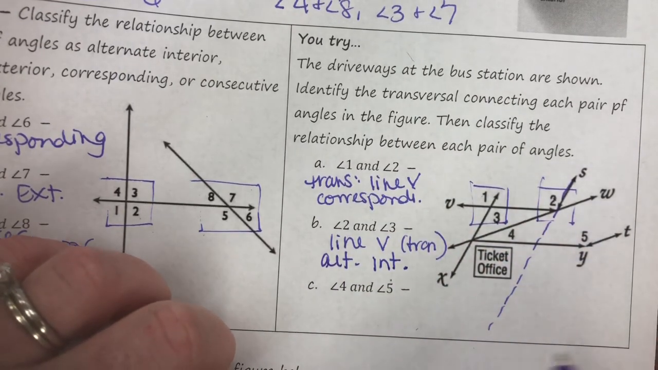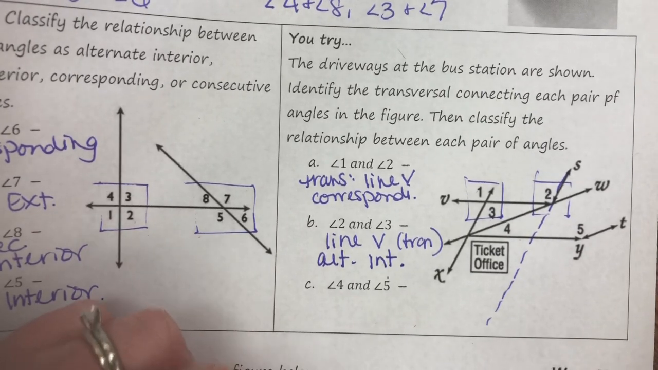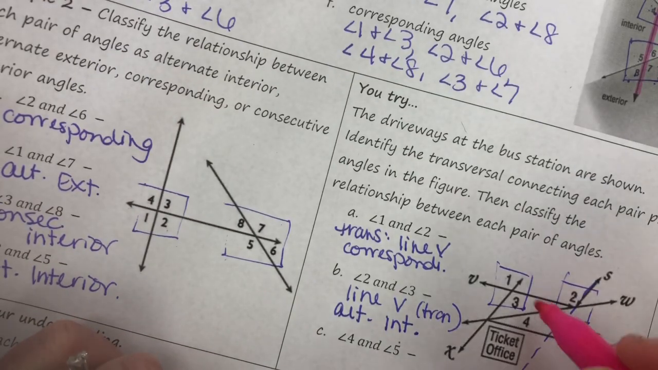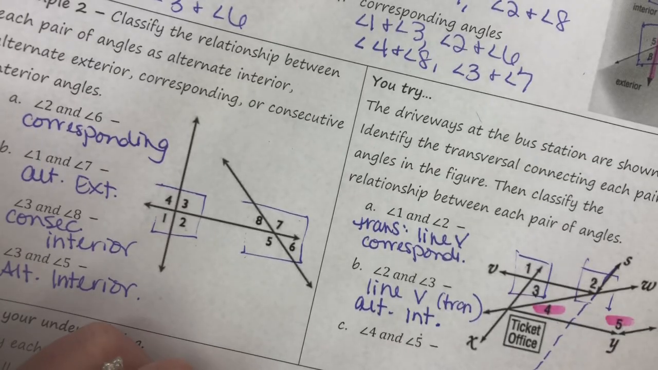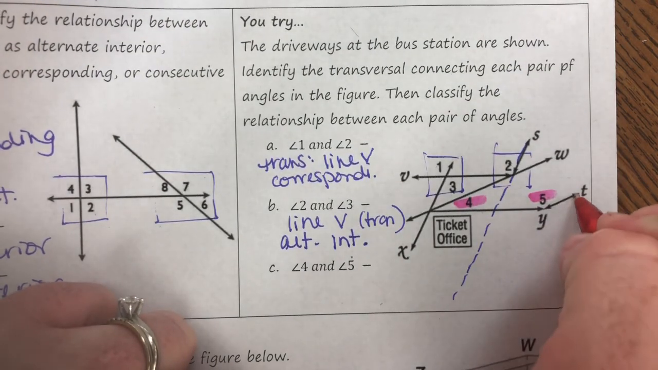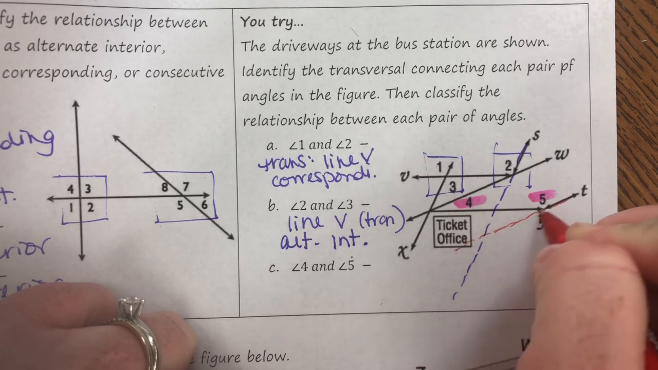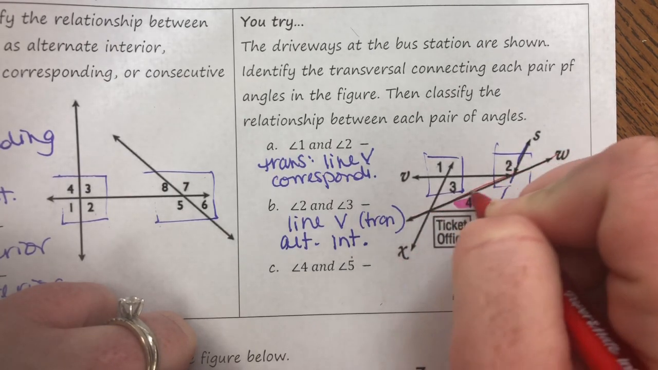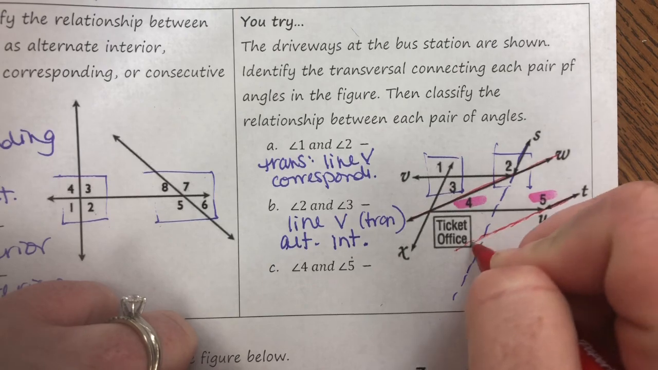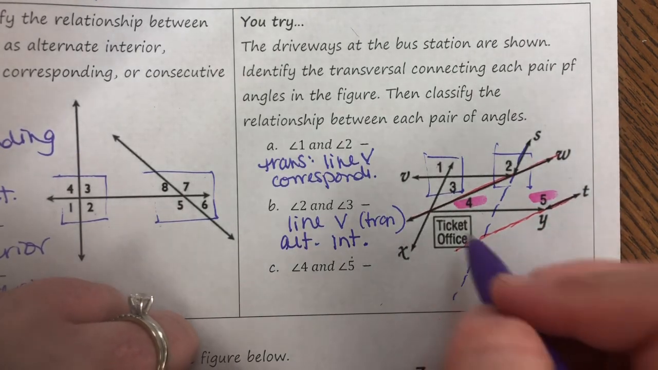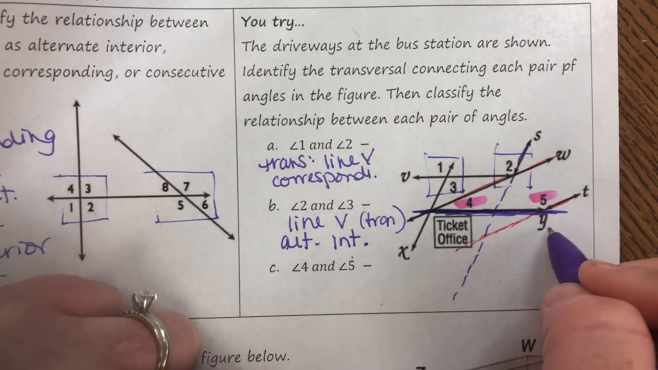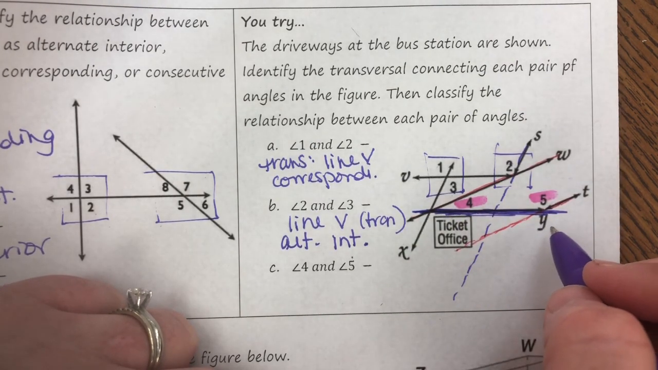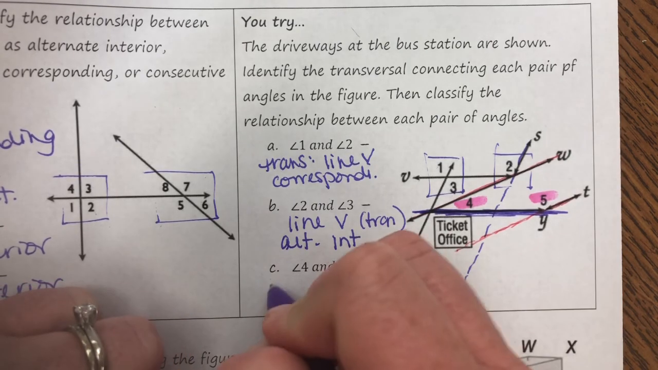And then lastly, 4 and 5. So I can highlight these now because this is the last one. Angle 4 is right here. Angle 5 is right here. So it appears that these two lines are formed by this guy and this guy. So these are our two intersected lines. And where's the transversal that cuts through them? It's this one. This big line, right? So that's line Y. This is line Y. That's our transversal.